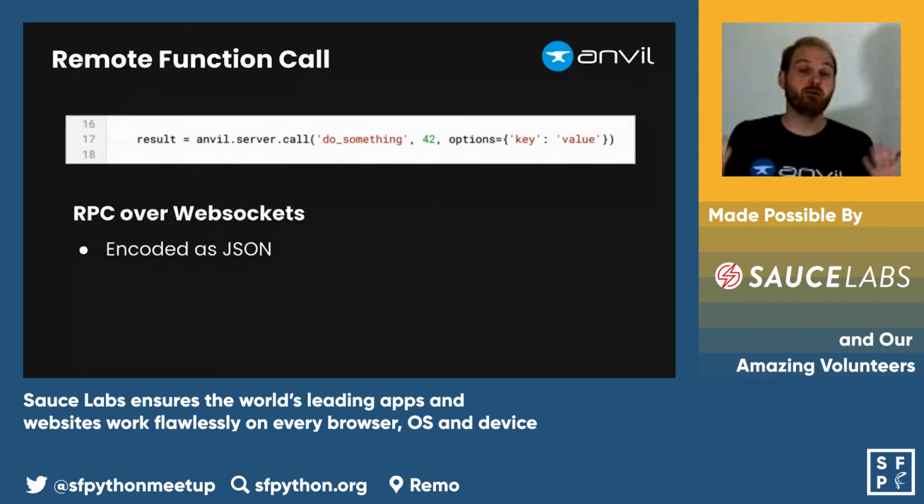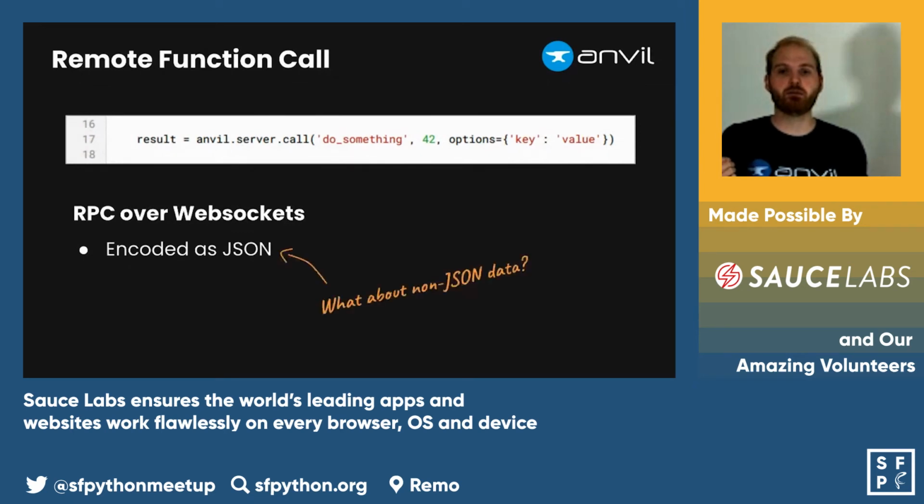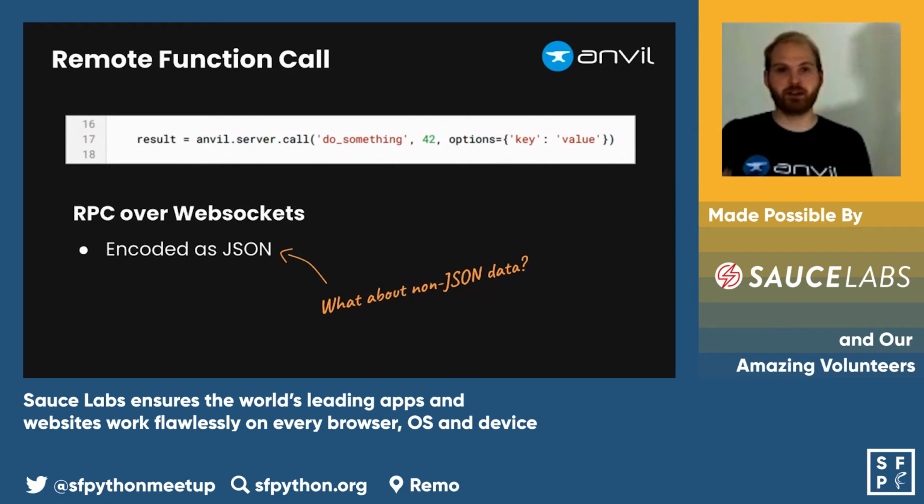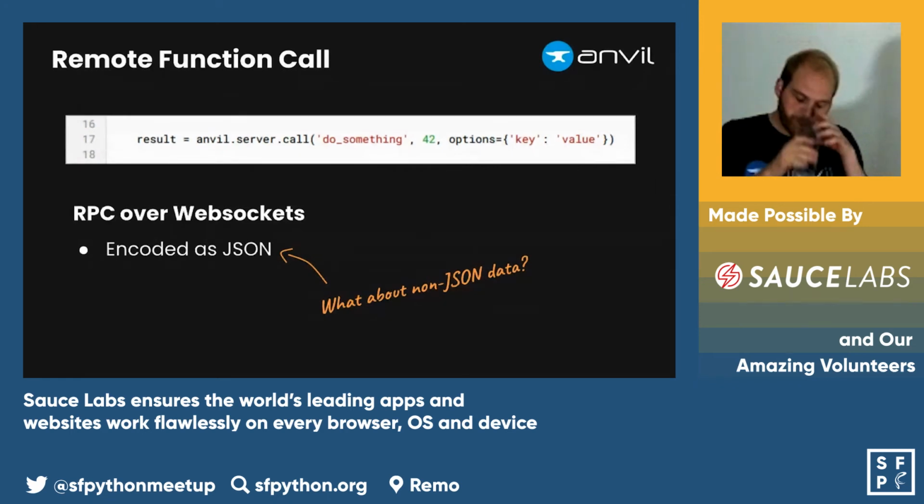And the argument and return values are encoded as JSON, which is fine for simple values like you're seeing here. But what about non-JSON data? Like, for example, database rows. You saw me tossing around lazy database iterators and rows from the database, and those are definitely objects that are not just JSON. So how do we do it?